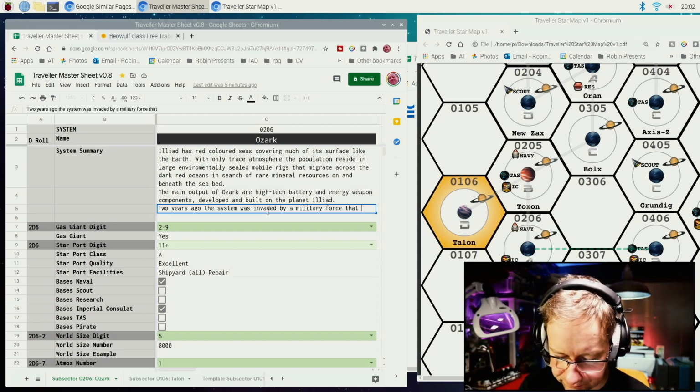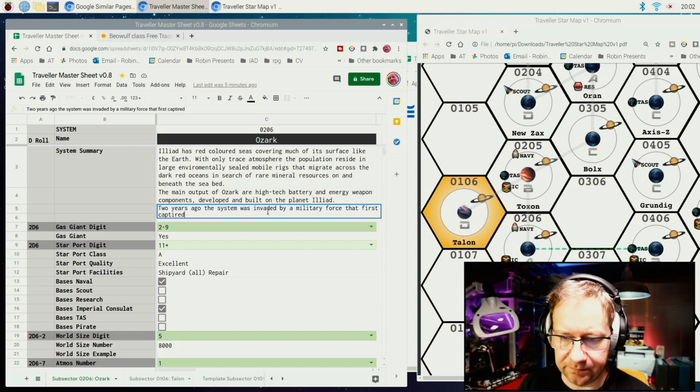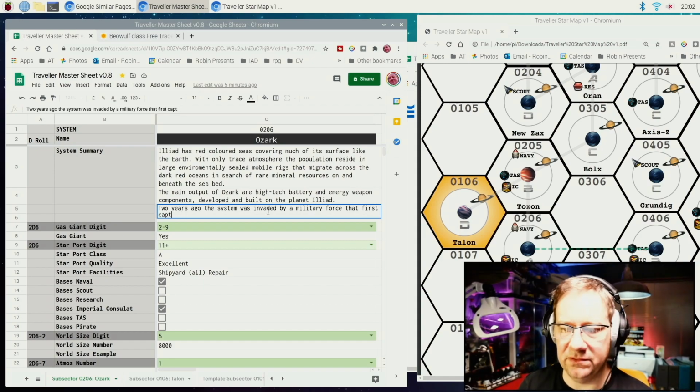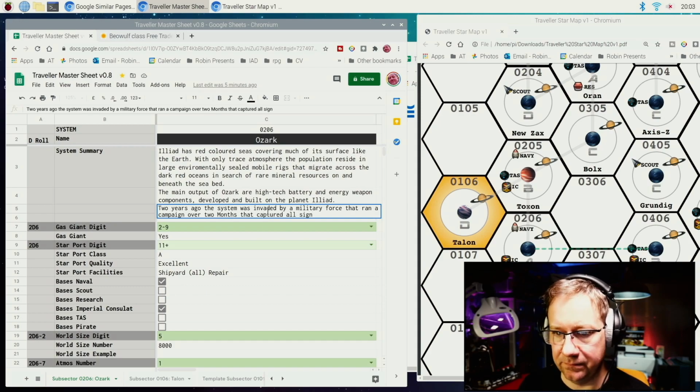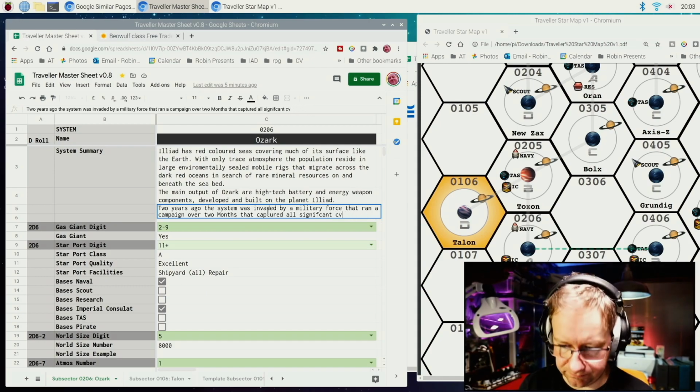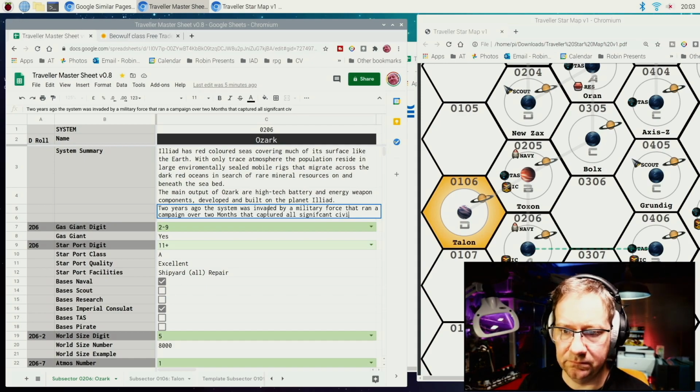So any force that first captured, I'll just say, that ran a campaign over 2 months, but captured all significant government forces, all significant civil and business operations, a combination of both corporate, media and political takeover.